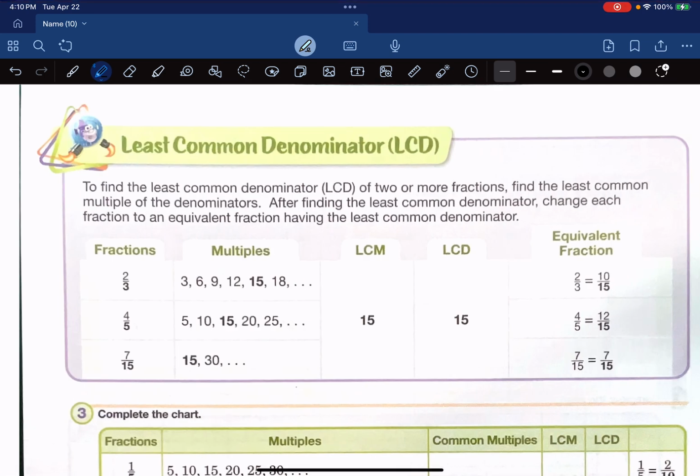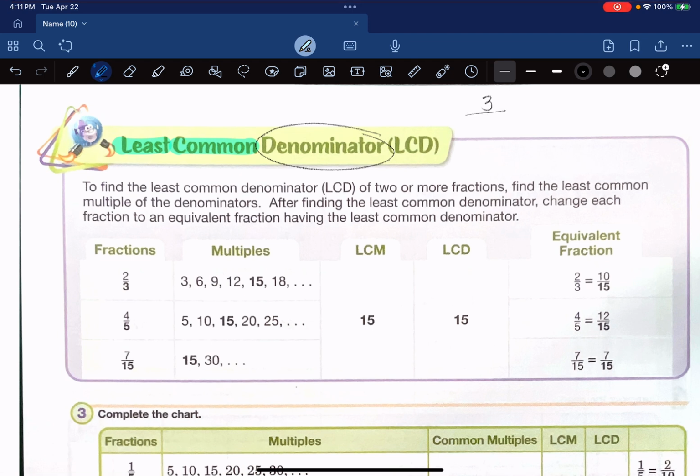All right, this is the whole reason why you are learning least common multiple. The words are pretty similar. You have the word least, you have the word common, but it does not say multiple anymore. It says the word denominator. That is your bottom number. So we need to find the common denominator anytime we are trying to add.